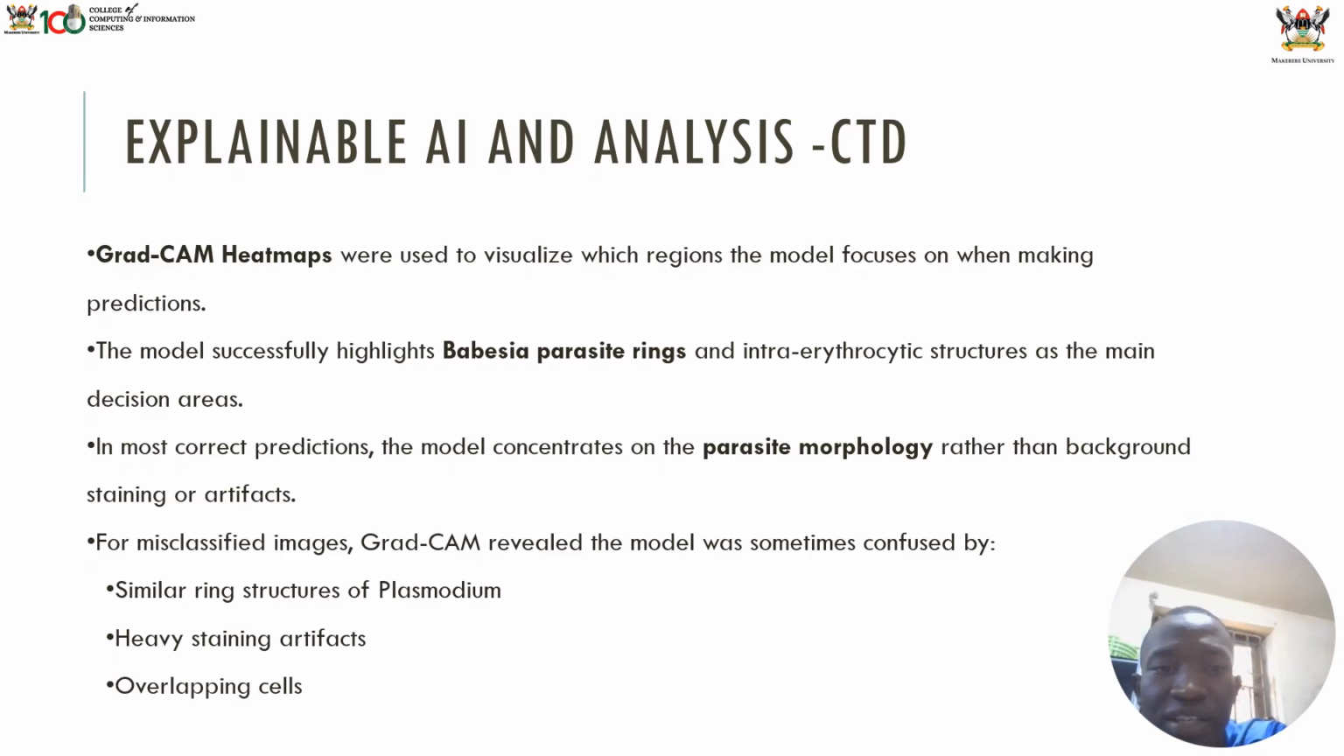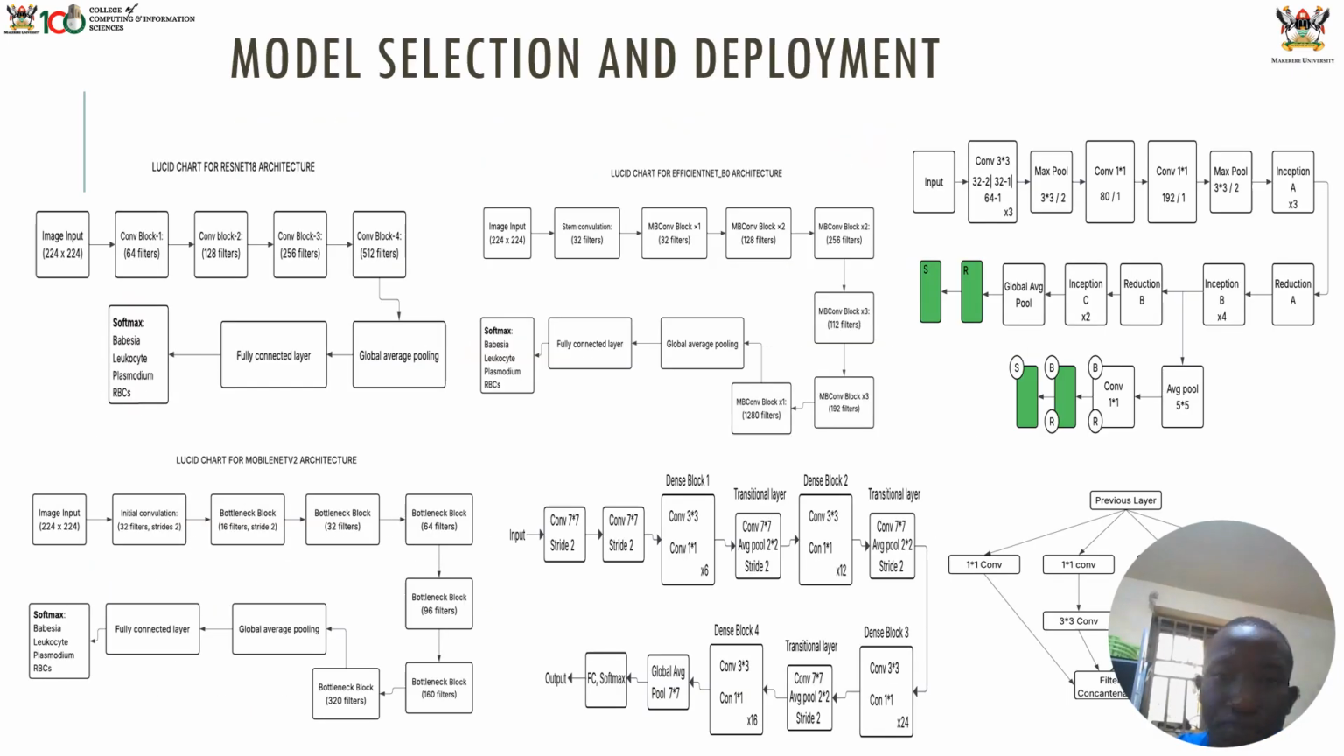So in most cases, the model concentrates its attention on the actual parasite morphology, which gives us confidence that it is making decisions for the right reason. For misclassified images, the Grad-CAM revealed the model was sometimes confused by similar ring shapes, heavy staining artifacts, and also overlapping cells.